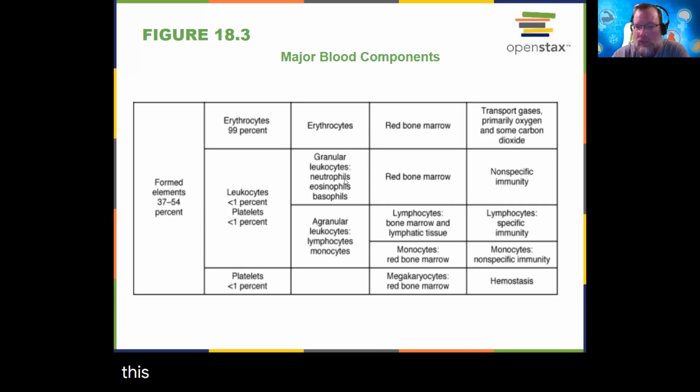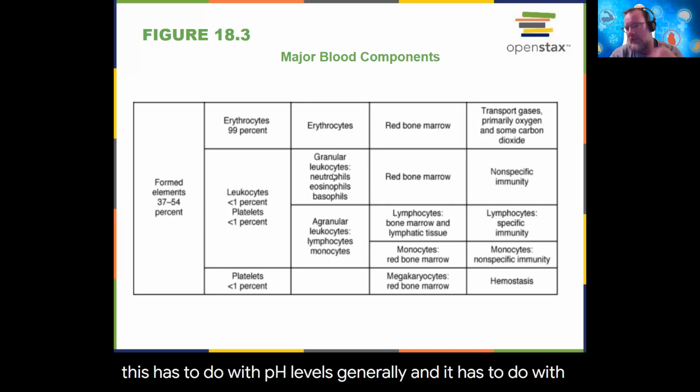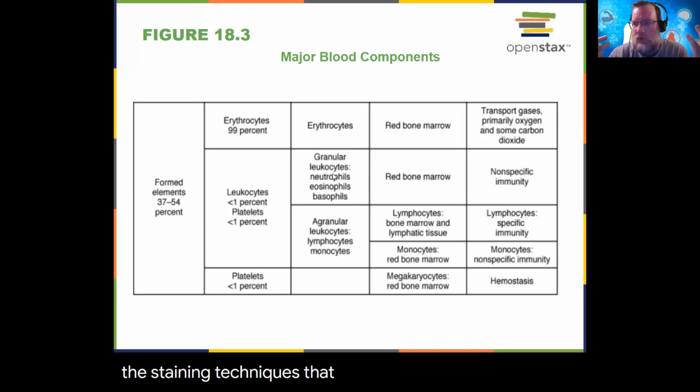So this has to do with pH levels generally, and it has to do with the staining techniques that we use to stain blood or to do a blood smear. So anyway, that's where they came up with these terms: neutrophil, eosinophil, and basophil.